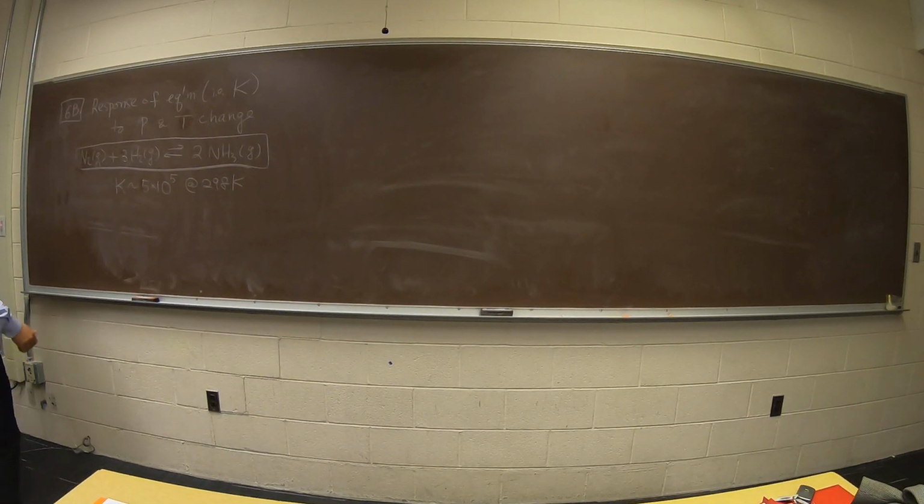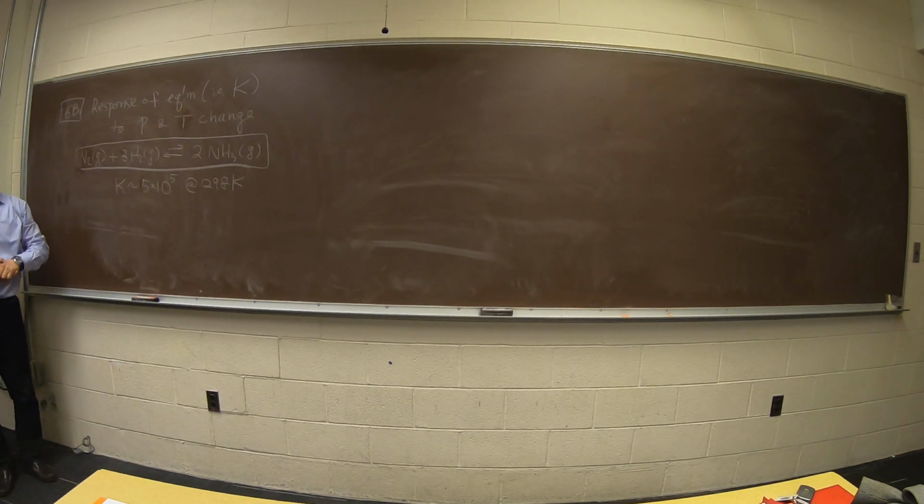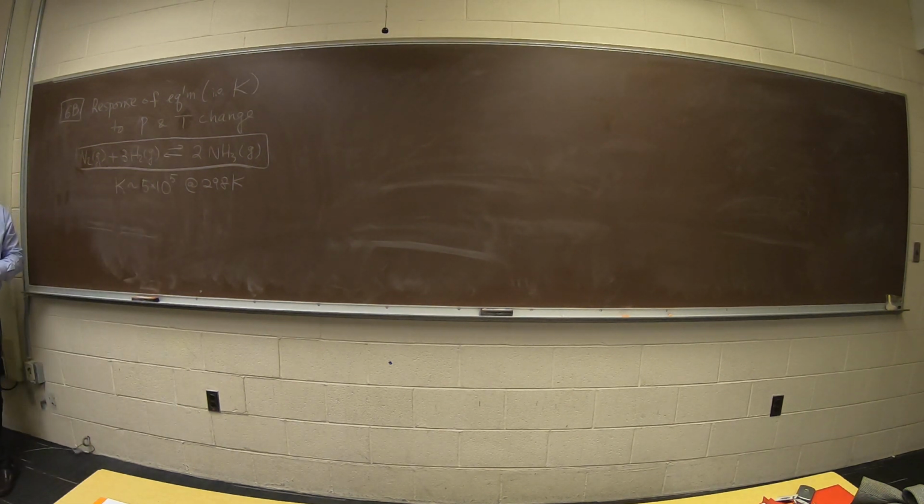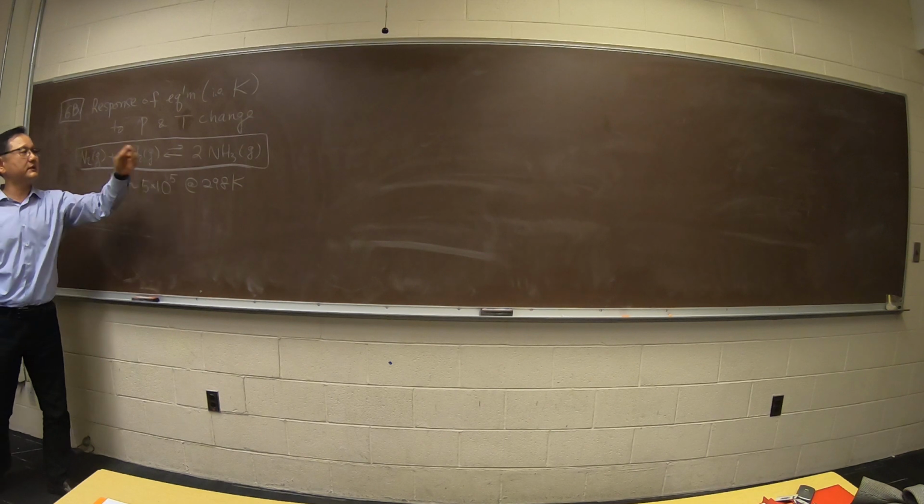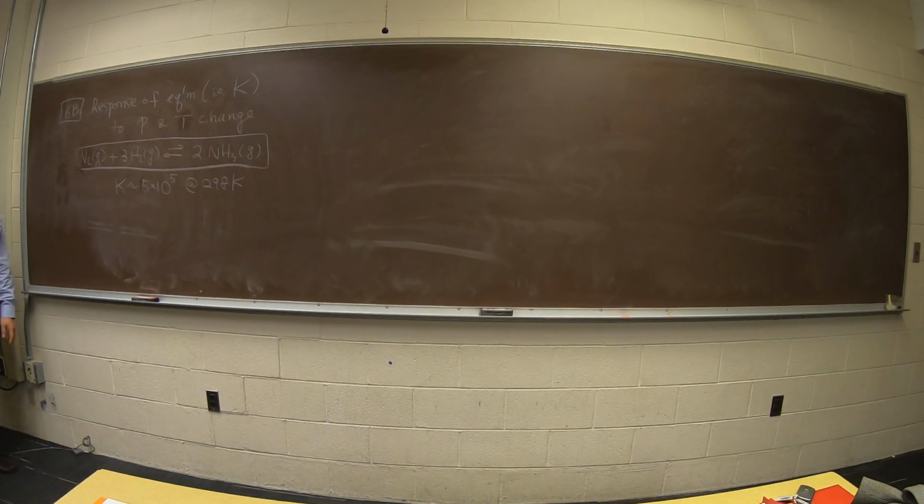Okay, so I want to talk about the response of the chemical equilibrium, or I guess the equilibrium constant, when you change the pressure and the temperature. How are you going to change the equilibrium constant? Here's an example of what we actually calculated before, based on the delta G of formation for NH3 gas. This is how we make ammonia for use in making a lot of different kinds of chemicals. And look at this number.